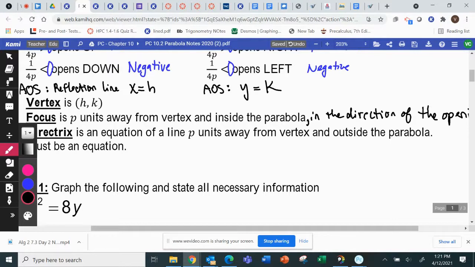The directrix is an equation of a line P units away from the vertex, but it's outside of the parabola. It must be an equation. I'm going to add on something to this. It is perpendicular to the AOS. It's perpendicular to the axis of symmetry. I think that's all I need to say.